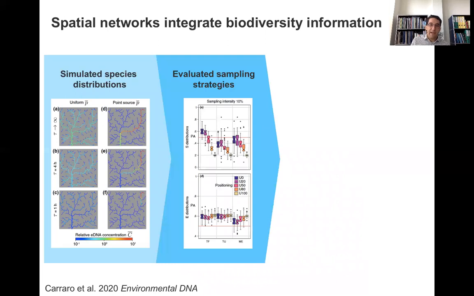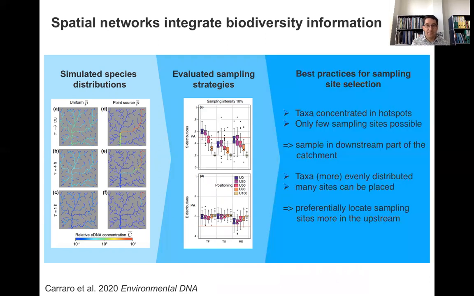Using a simulation approach, we have evaluated different sampling strategies and came up with simple rules of thumb for best practices of sampling site selection for eDNA-based sampling in riverine systems, suggesting that for taxa that are concentrated in hotspots, or when you can only sample a few sites due to logistic or financial reasons, you should sample in the downstream part of a catchment. On the contrary, for taxa that are more evenly distributed, or where many sites can be placed, one should preferentially locate the sampling sites more in the upstream area. Thus you see that for implementation, this means we have to walk all the way through with the revolution, and not only change and adapt the methodology, but also the sampling strategy upon which these methodologies are executed.